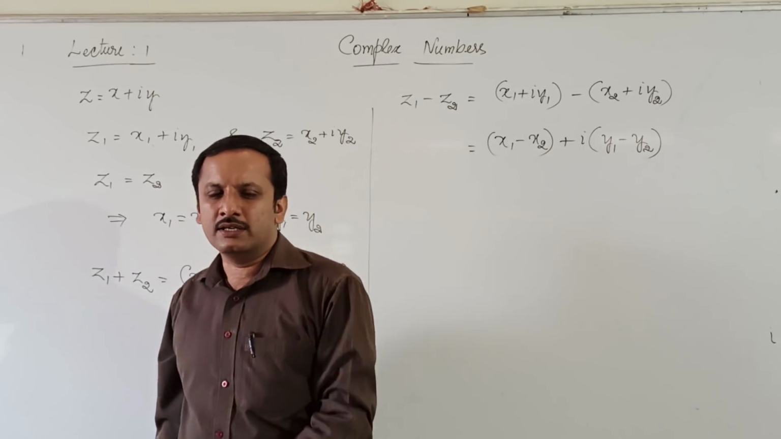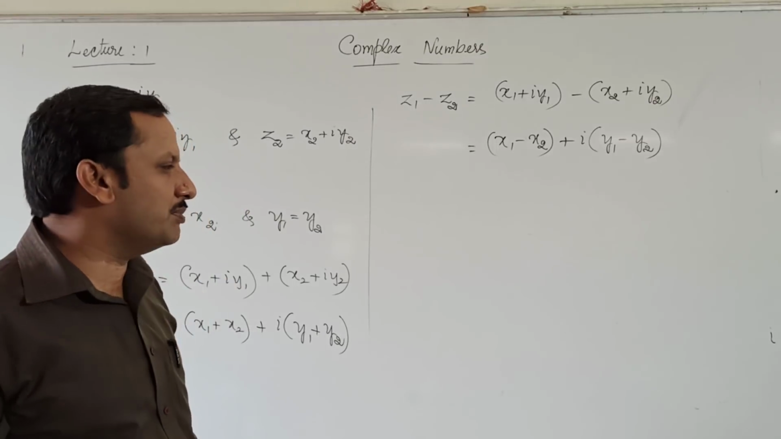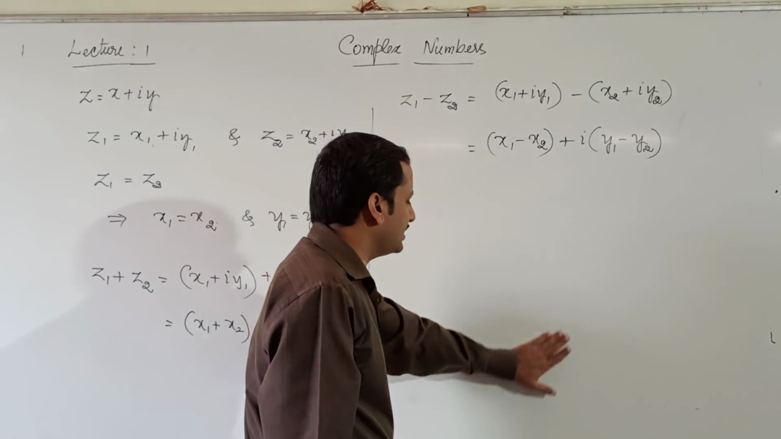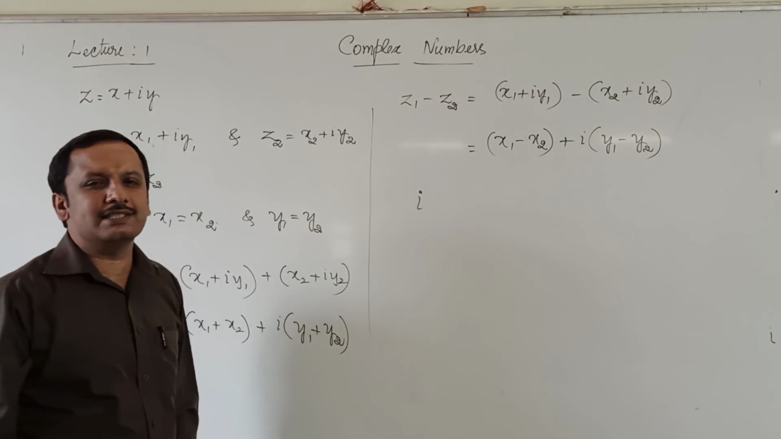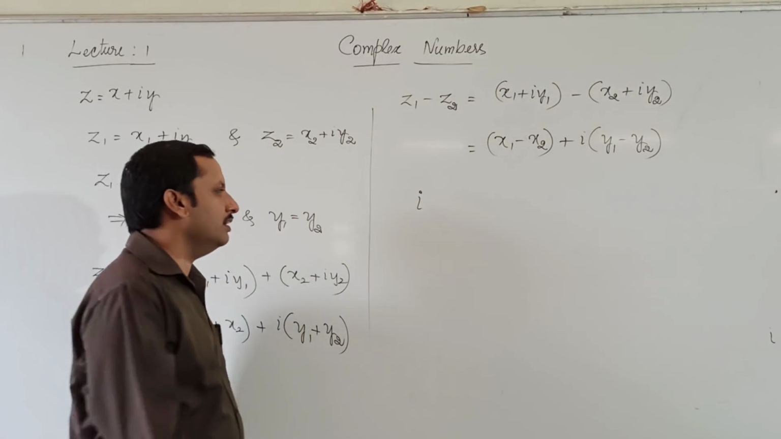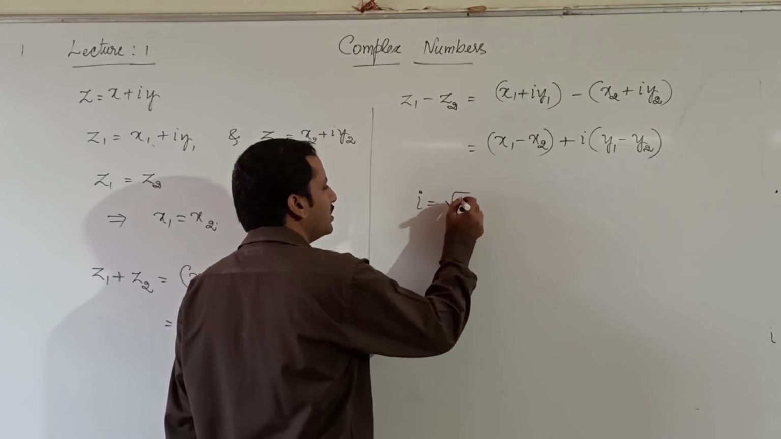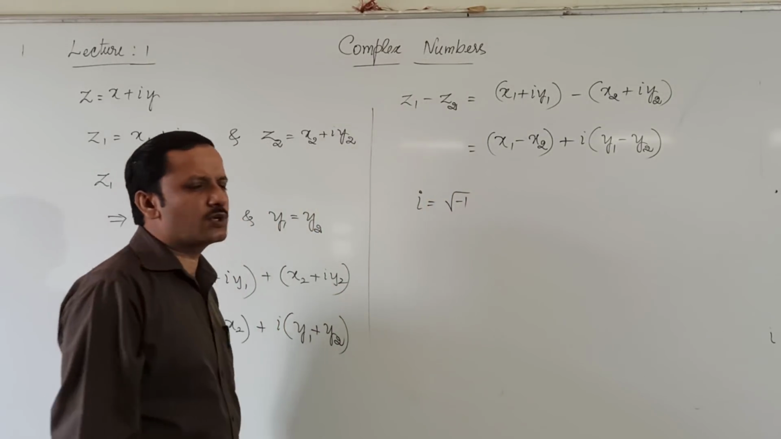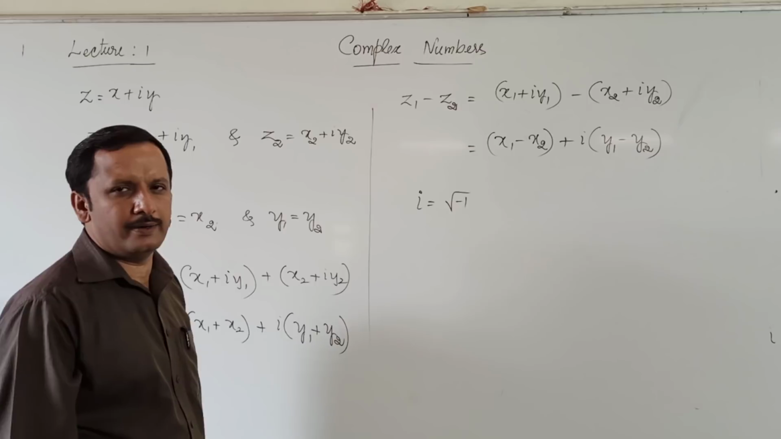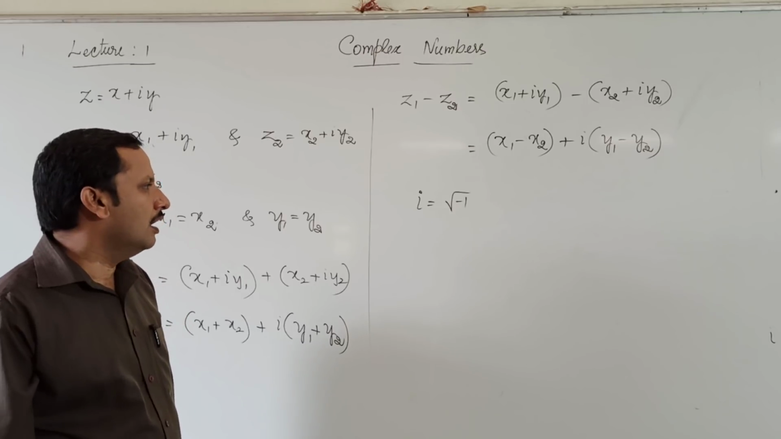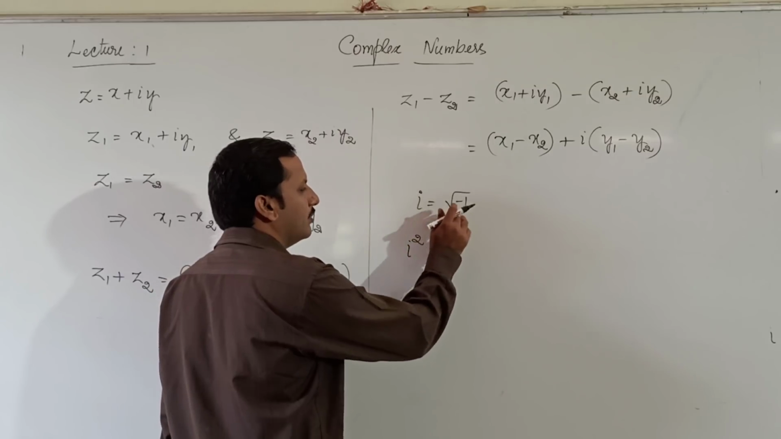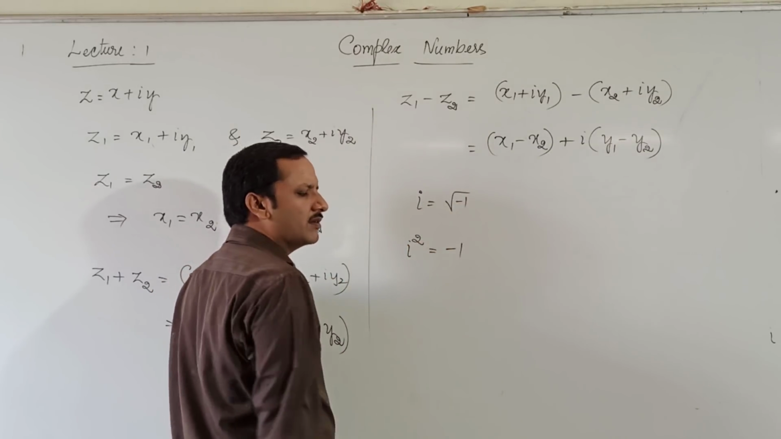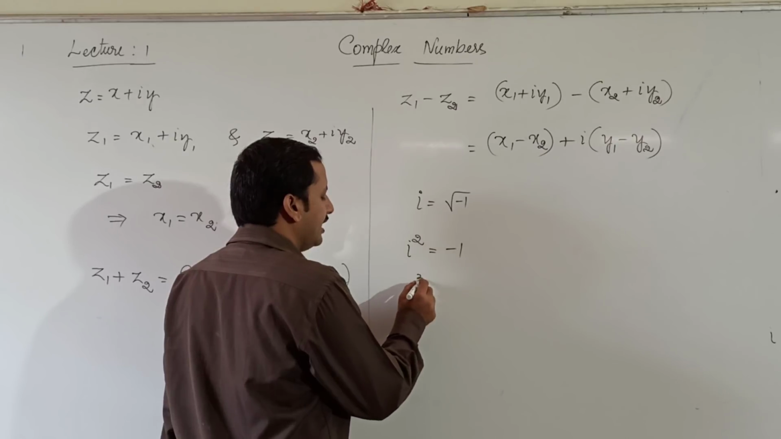Okay. Next, multiplication of two complex numbers. Before I discuss that, let us have a look at what I said: i is equal to root of minus 1, square root of minus 1, which is called an imaginary number, iota. Now what is i square? i square is equal to root of minus 1 whole square. That will be equal to minus 1.